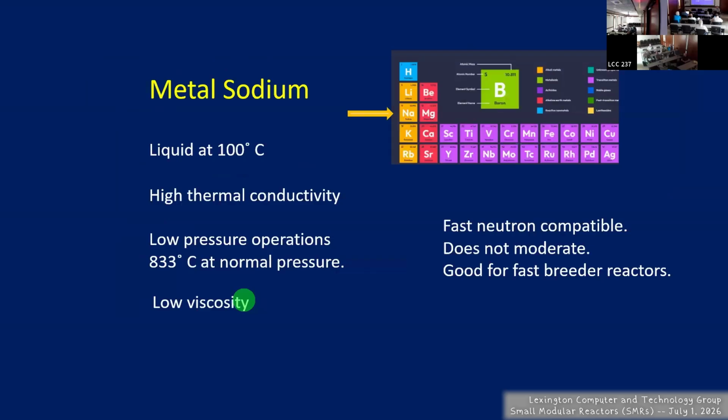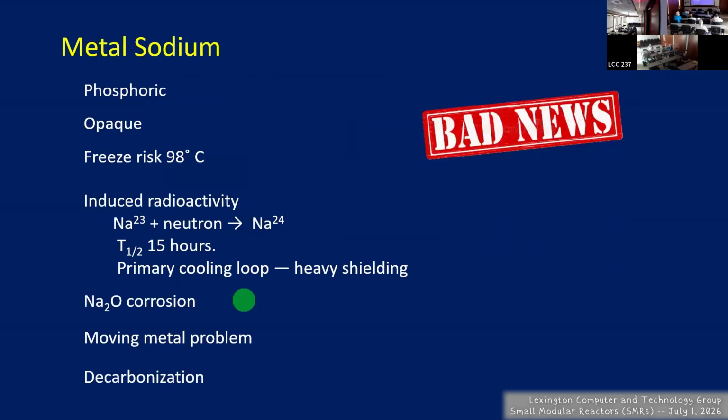So the next thing to look at is metal sodium, just ordinary sodium. It's a liquid at 100 degrees, has a high thermal conductivity, and it can have low pressure operations because it doesn't expand when it gets hot. At 833 degrees, you're still at practically atmospheric pressure. It's compatible with fast neutrons. It has a little radioactivity, but a relatively short half-life. It doesn't moderate, it doesn't participate in that. And it's good for what we'll go over, fast breeder reactors. It has a very low viscosity, so it's good for flow.